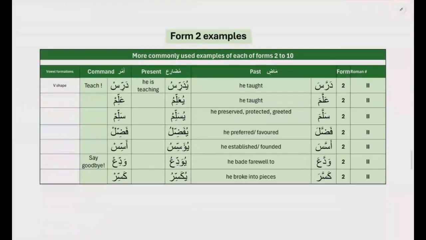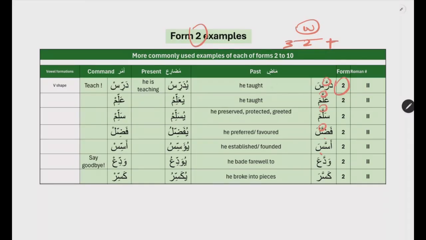Right, now I'm giving you just examples of words. In form 2, we said the main feature is the tajdeed in the middle letter. So there's one letter here, the second letter, and the third letter. Right? 1, 2, 3. Tajdeed here in the middle. Darasa, allama, sallama, faddala. Can you see the tajdeed coming in all of them? Right? All of them have got the doubled middle letter. So that's a feature of form 2.